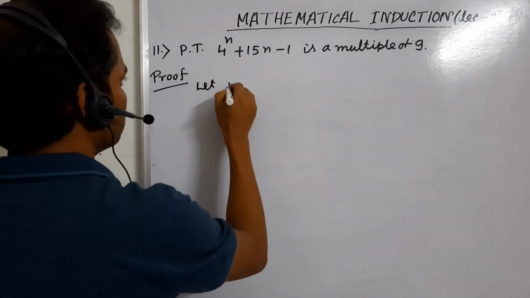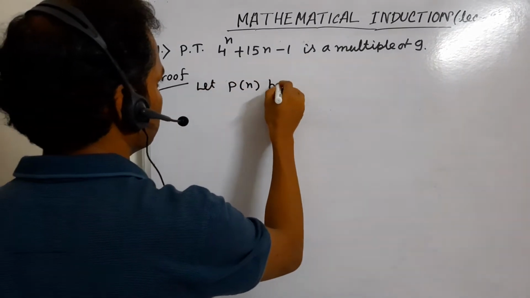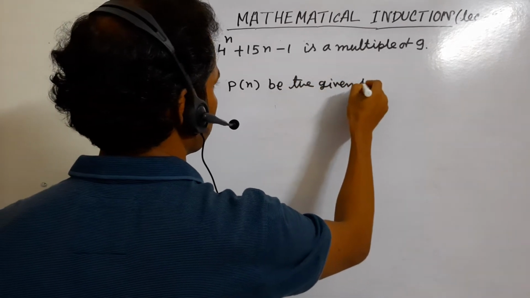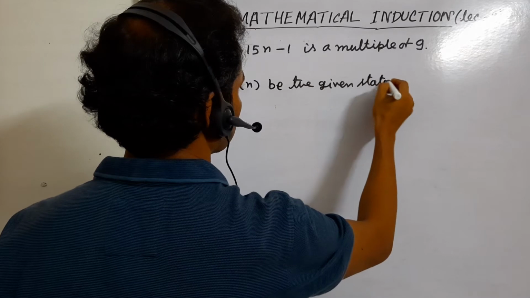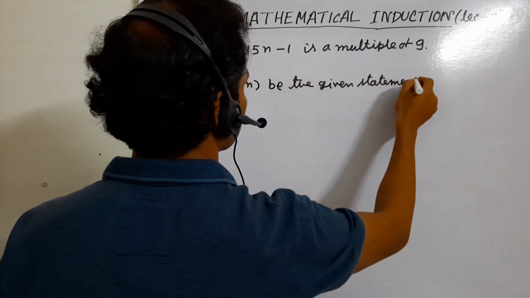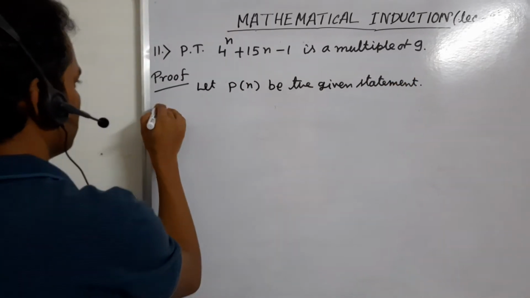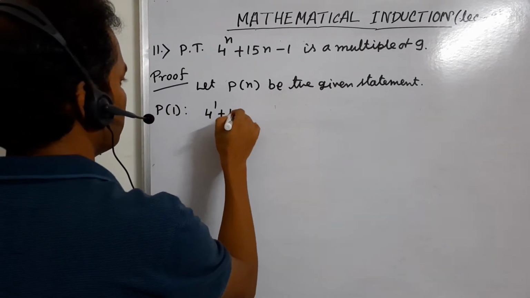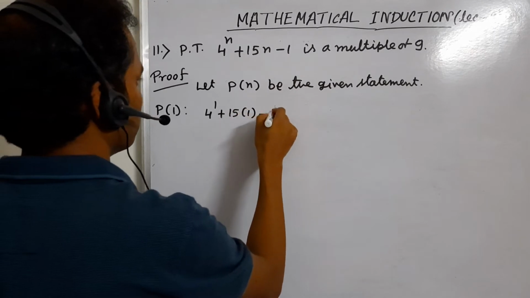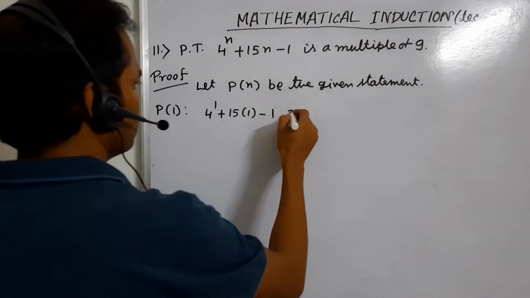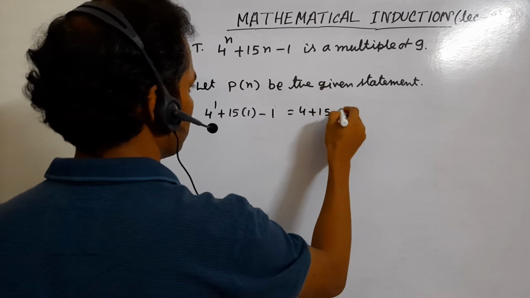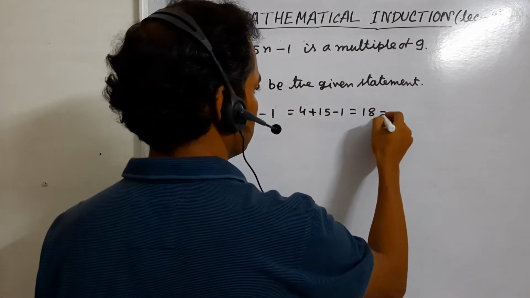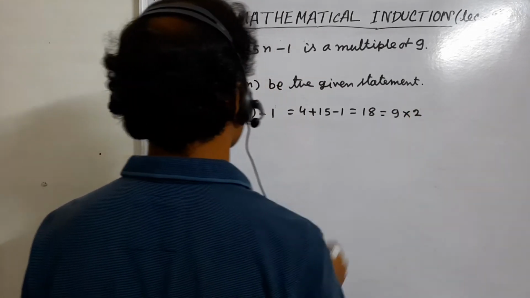Let Pn be the given statement. Now P1: 4 to the power 1 plus 15 into 1 minus 1 is equal to 4 plus 15 minus 1, which equals 18, which equals 9 into 2.